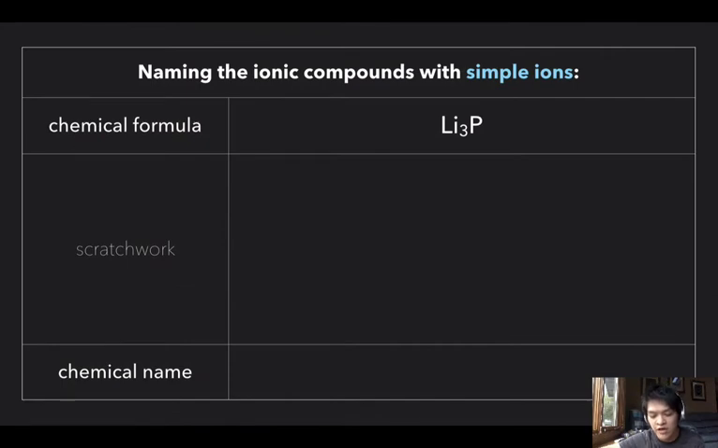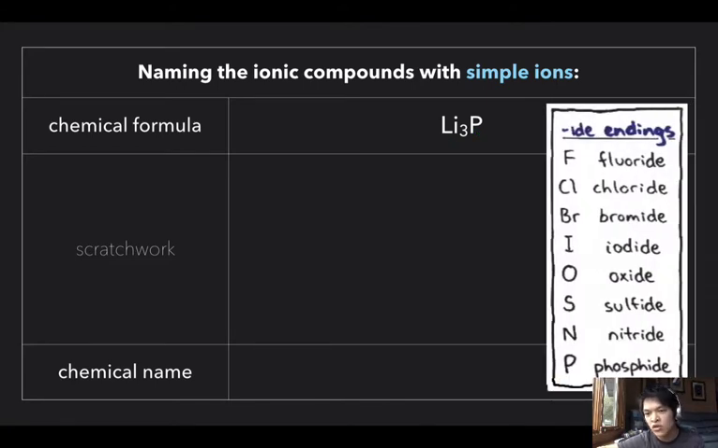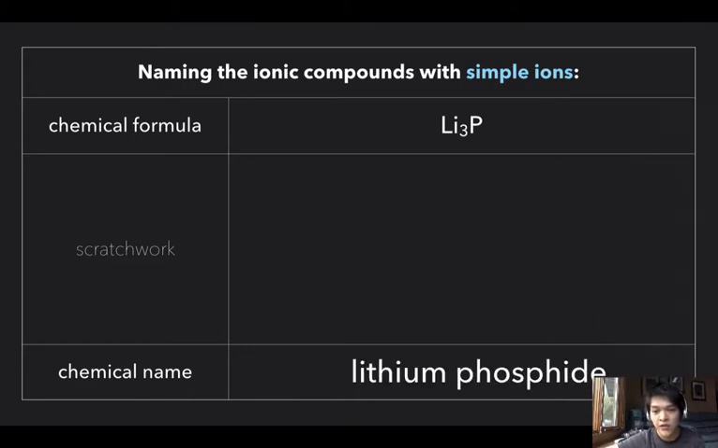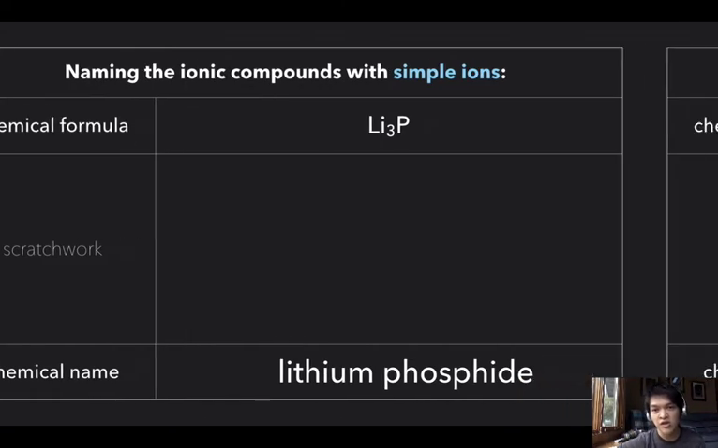Now what we have is Li, which is lithium, and then P, which is phosphorus. However, remember that the second element should have an "ide" ending, so it's actually not phosphorus, it's phosphide. So our name is going to just be lithium phosphide. It's that simple. Let's take a look at the next example.